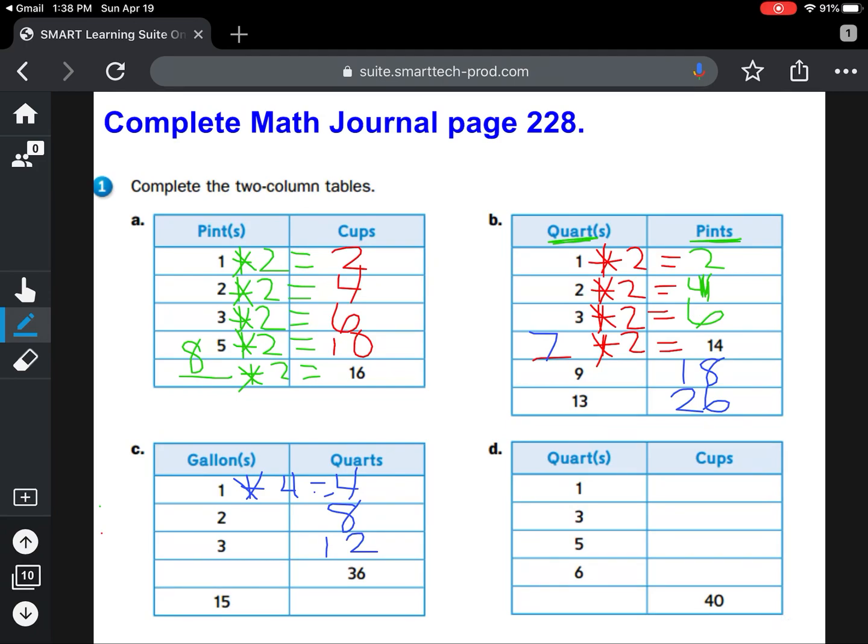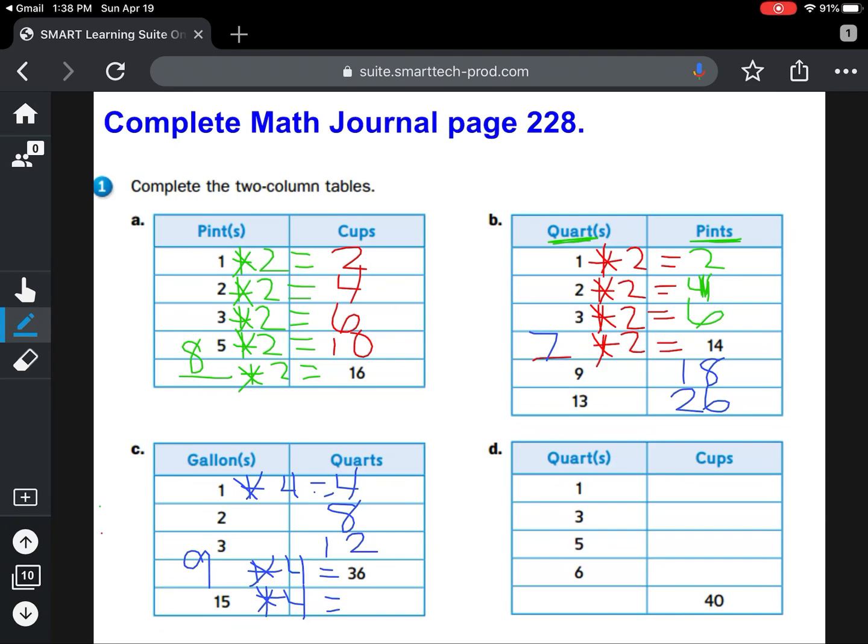For the next row, they gave you 36 quarts. So since you know the rule is to multiply by 4, you could think to yourself, what times 4 is 36? And if you know your multiplication facts, you should know that 9 times 4 equals 36. Then for part C, that one's a hard one. You have to multiply 15 times 4. I don't know if I could do that one in my head. That's one I would work out probably in the margins of page 228 or on my scrap paper.